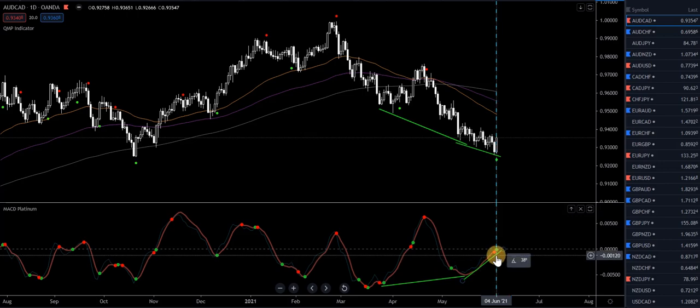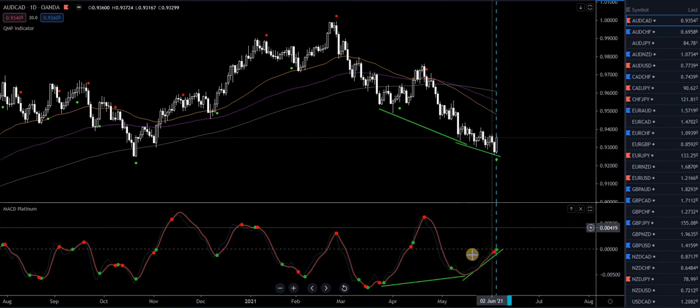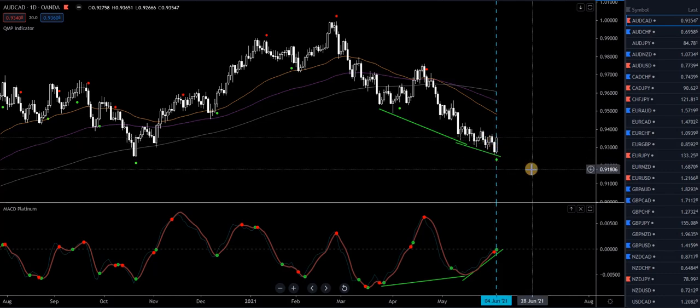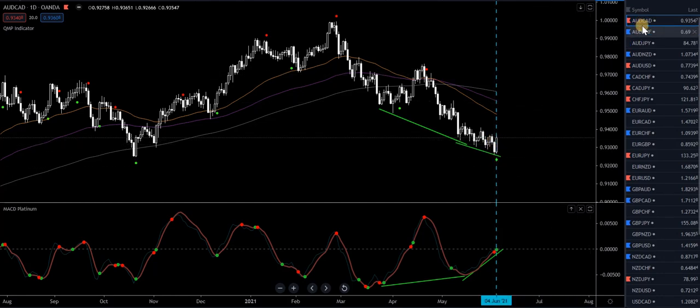The MACD is just below the zero level. Doesn't really matter because we've got divergence. So we're looking to go up on Monday. Take the buy. You'll have your stop down here somewhere. So it's a high risk trade, AusCAD.